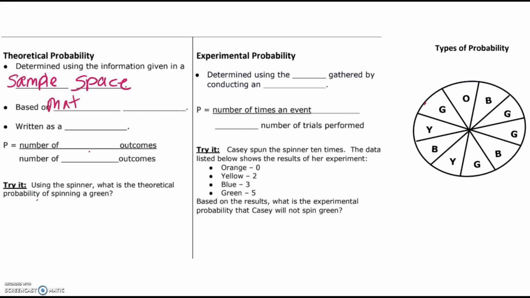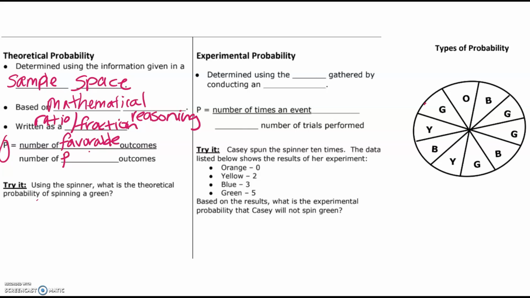So sorry about my writing, but the screen doesn't want to write very well. Mathematical reasoning. So it's written as a ratio, I'm going to go above it since I don't have much room, or a fraction. And the way the fraction is set up is that P for probability equals the number of favorable outcomes over the number of possible outcomes.